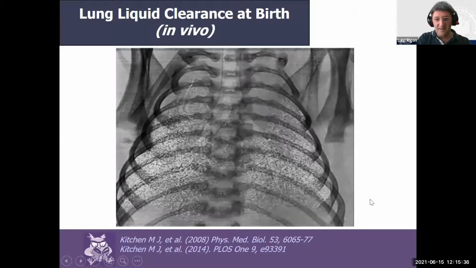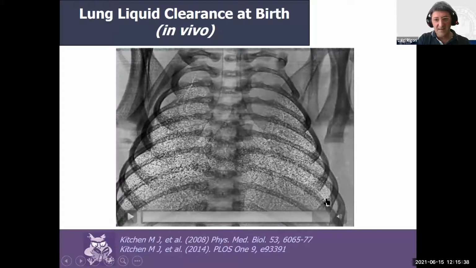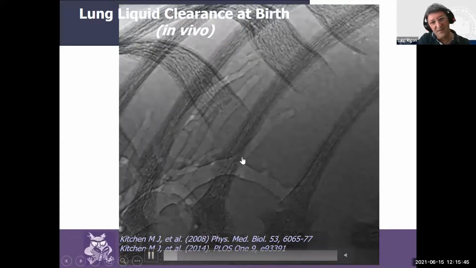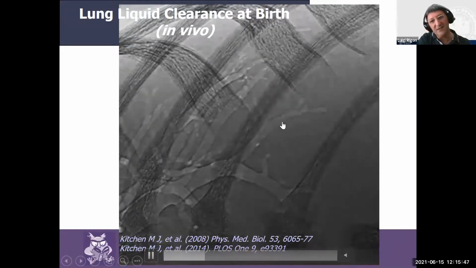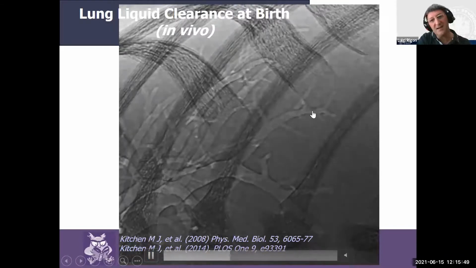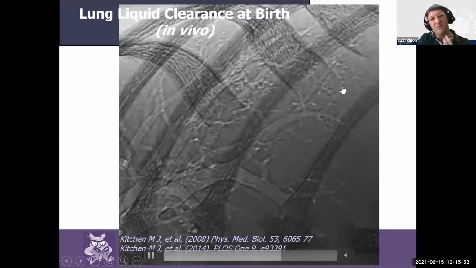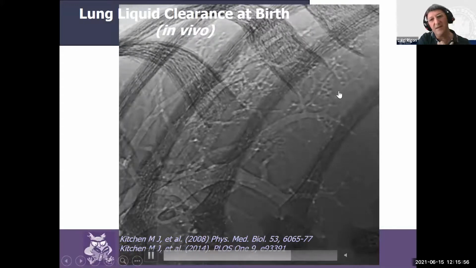Maybe I can skip now to the next movie. It's actually the same thing, but zoomed, from the side. And again, you really see all the airways. And again, this becomes visible because they get filled with air.